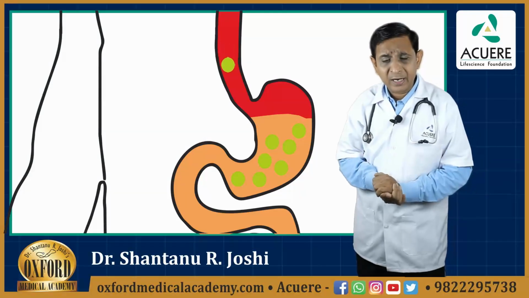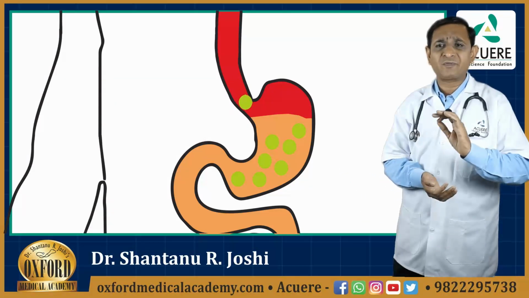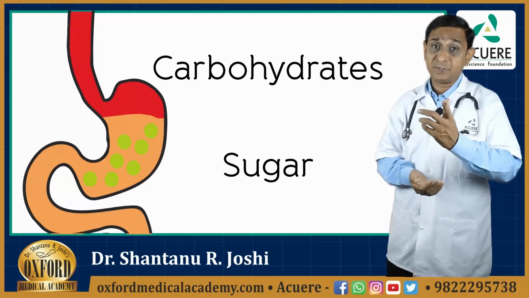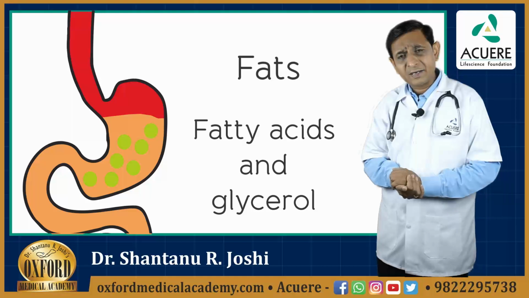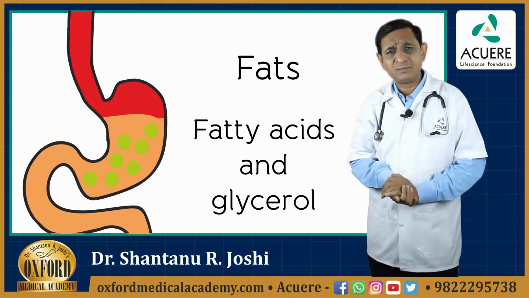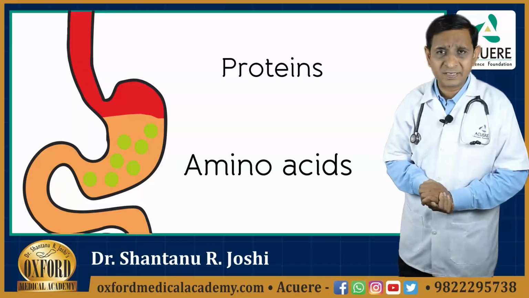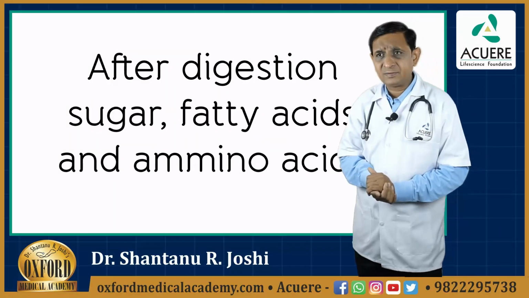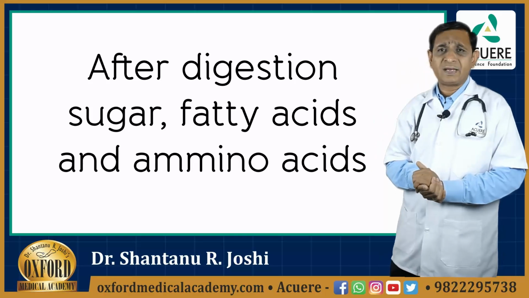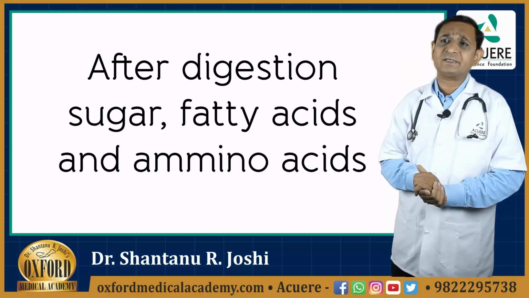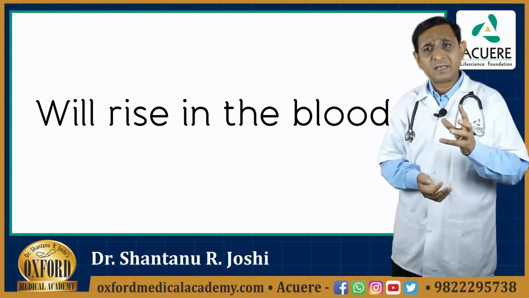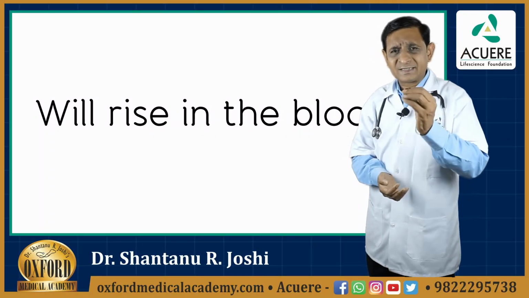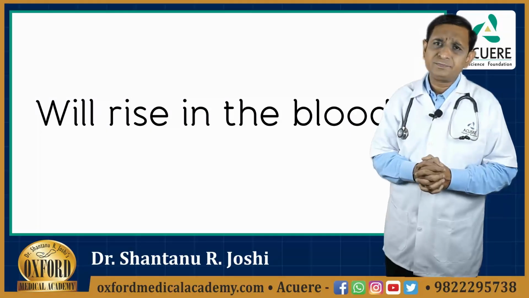When we eat food, any kind of food, after digestion it converts into carbohydrates, meaning sugar, fat, meaning fatty acids and glycerol, and proteins, meaning amino acids. After digestion, sugar, fatty acids and amino acids will rise in the blood. We will take one example of sugar and go forward.